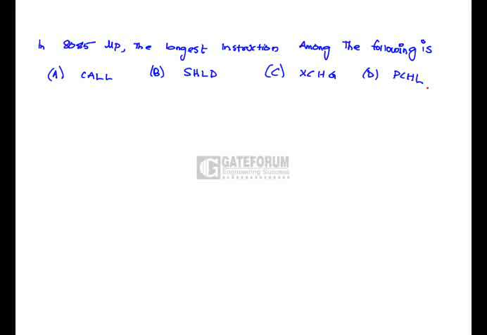In the 8085 microprocessor, which one is the longest instruction among the following? Out of 74 instructions in 8085, the call instruction is the longest duration instruction, which takes 18 T states, 5 machine cycles. So option A is correct.